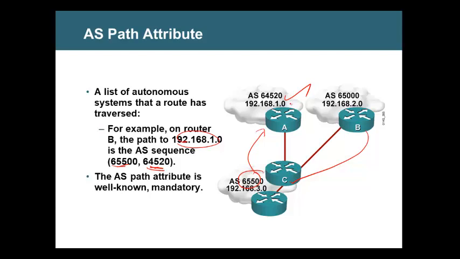And this attribute, if it is missing in any update, the receiving router won't accept it. Without this information, if C tries to give the update to B, B won't accept it. The AS path attribute is mandatory. Without AS path info, it won't accept. Right? So where this is coming from matters. AS path is a well-known mandatory attribute. Let's go to the next one.